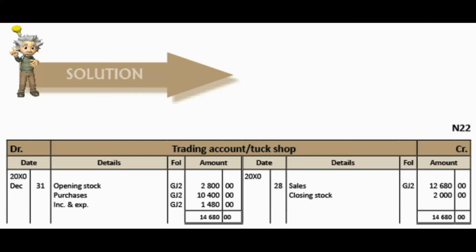All right. And then what was the purchases? The purchases was 10,400 from the pre-adjustment trial balance. And then if we do that calculation, add debit side, add credit side, the difference is the amount that we're going to transfer to the income and expenditure account or statement. And that amount is 1480.